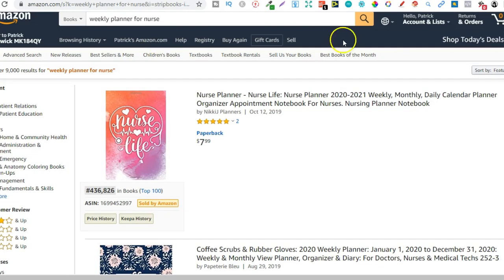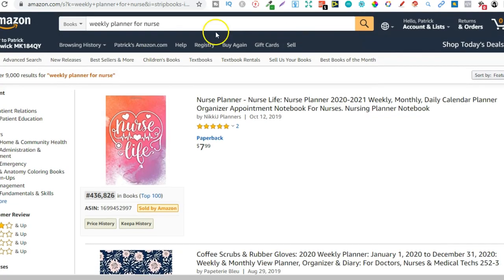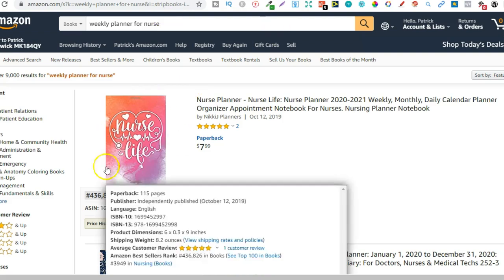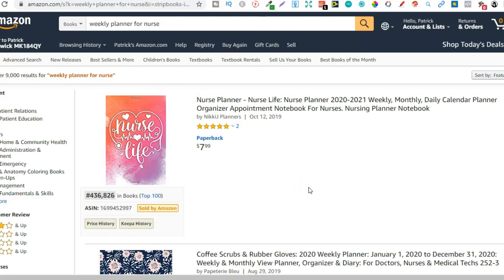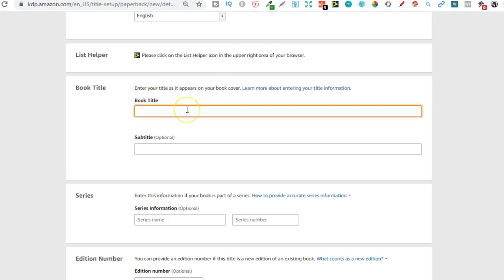So what I've done is just pulled up weekly planner for nurse. So let's say that someone's created a weekly planner for a nurse. So with the front cover, you're more than likely going to have a nice quote on that. So if you have a nice quote, you obviously put that as your title. So let's just put Nurse Life. So if you do that, your subtitle becomes the most important thing.